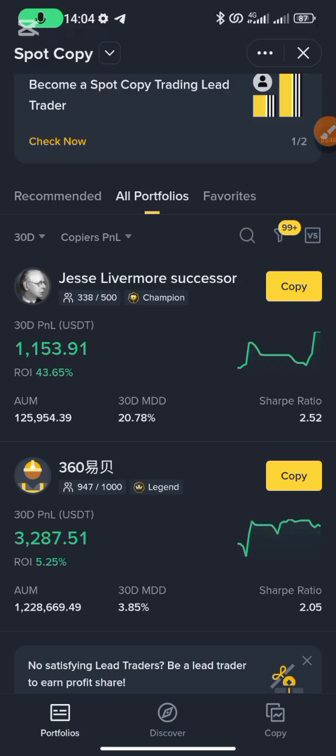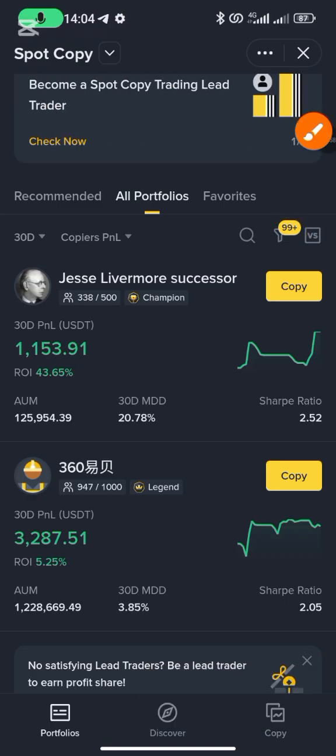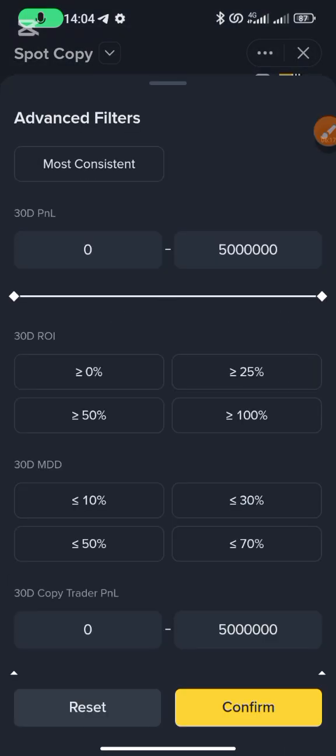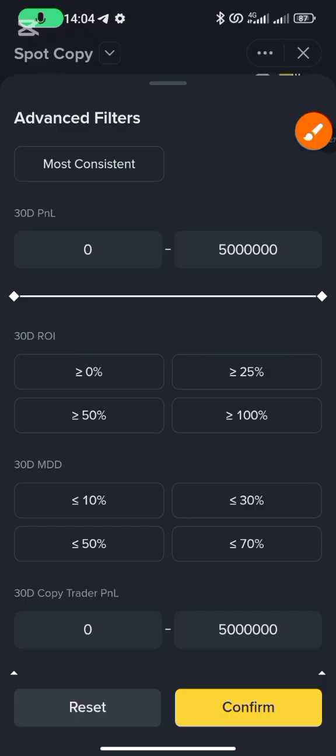Now these are some other settings that you have to apply when trying to copy a trade. Come over to this side here written 99 plus, that is the filter icon. When you click on the filter icon, it shows ROI of at least 25%, that is someone that has made about 25% ROI within the last 30 days. So I'm going to click on this one.